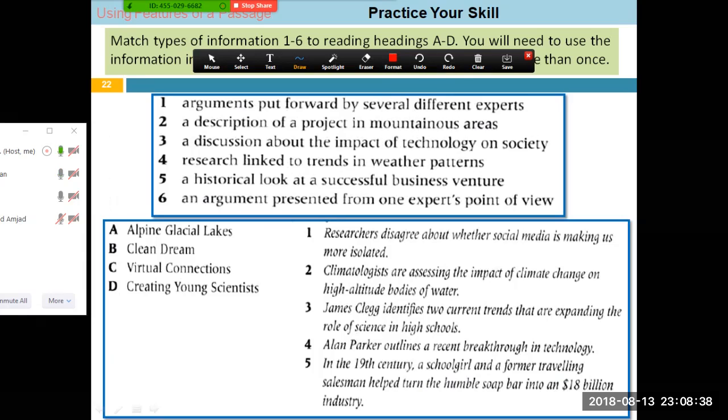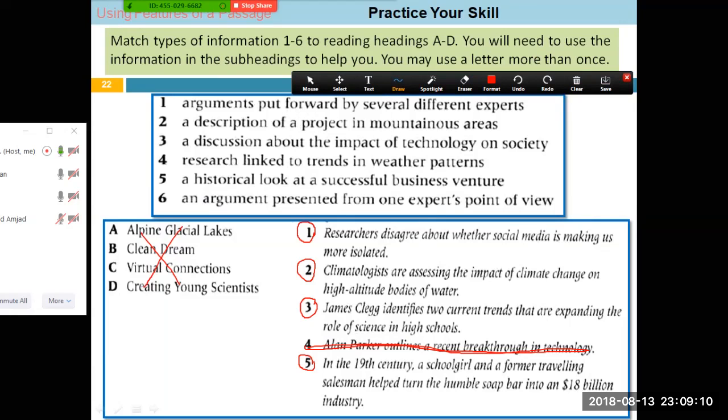Now let's look at this. Please ignore this part here. Now we exactly know this subheading was related to some of the headings, and this subheading was related to them. This number 4 was extra, right? So I'm crossing it out, striking it out. And then number 5. Now here you have to match the type of information with each of these subheadings.